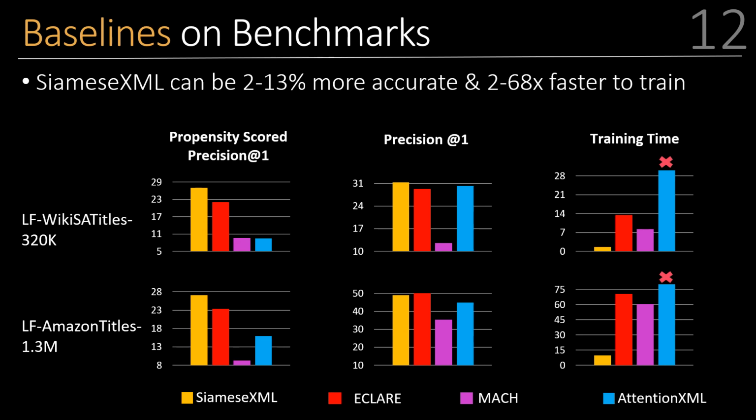SiameseXML can be 2 to 13% more accurate than leading methods such as Eclair, MACH, and AttentionXML in both vanilla as well as propensity scored precision metrics. Note that the gains in propensity scored precision metrics reflect that the gains were more prominent on tail labels or few-shot labels, which are the focus of the paper. Moreover, SiameseXML can also be 2 to 68 times faster at training. This allows SiameseXML to scale to multiple real-world applications with hundreds of millions of labels.